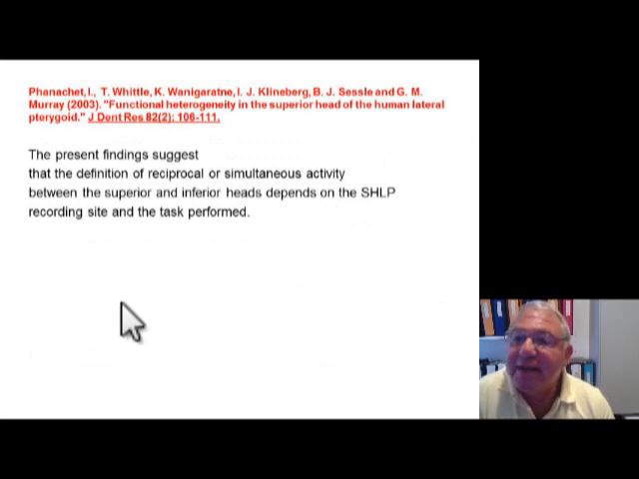So the present findings suggest that in the function of the superior head of the lateral pterygoid, whether or not there's going to be an antagonistic force to the forward movements, not the postural position, but the forward movements, depends on what you're doing. So everything becomes shaded to the concept of task dependence.